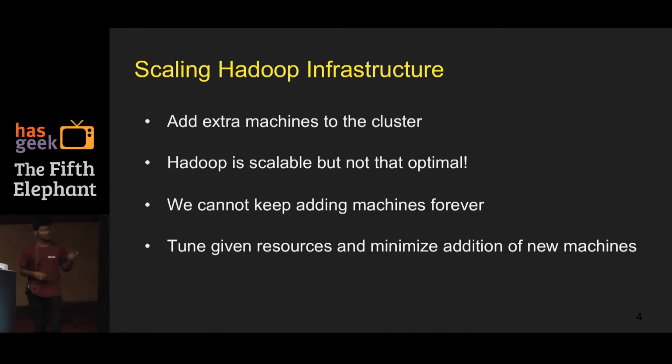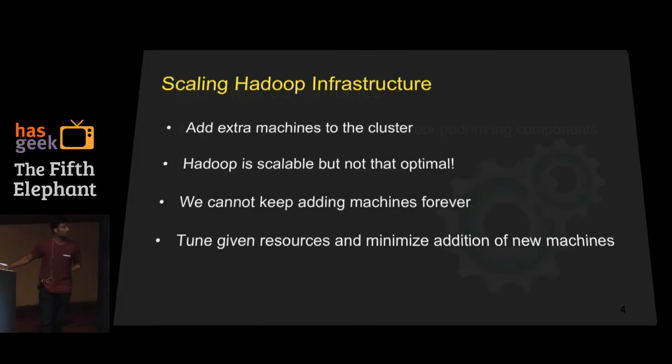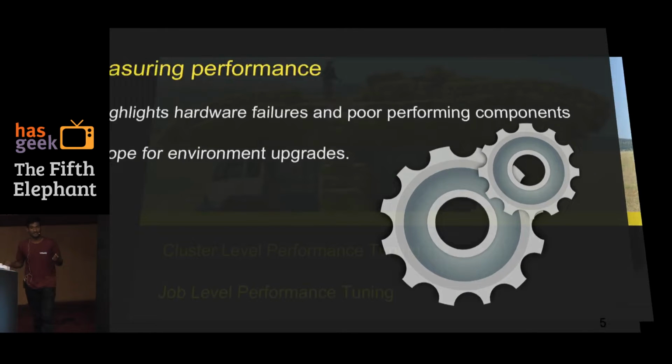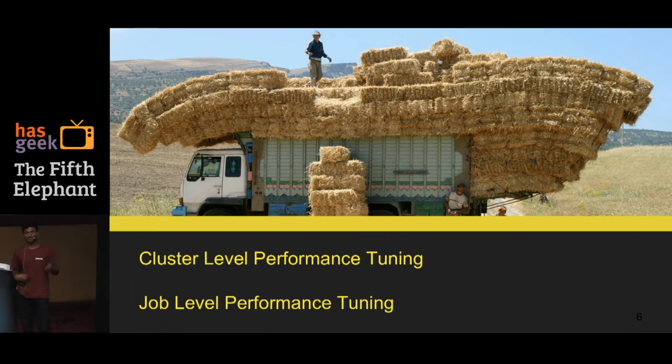Once you decide on tuning, you need to start measuring the performance of the cluster. Measuring performance will highlight some of the hardware failures in the cluster, some of the poor performing components in the cluster. It also gives you scope to upgrade your cluster. Maybe you want to upgrade the version of Hadoop that you're using. You might want to update the disk, update the CPUs, right? Once we start measuring performance, then we can think about tuning specific things on the cluster, right?